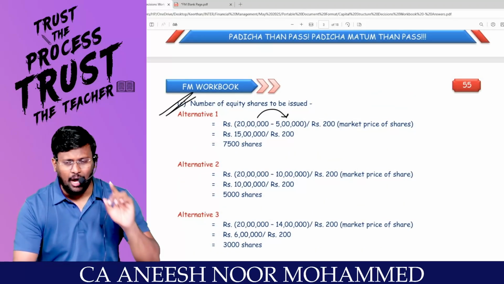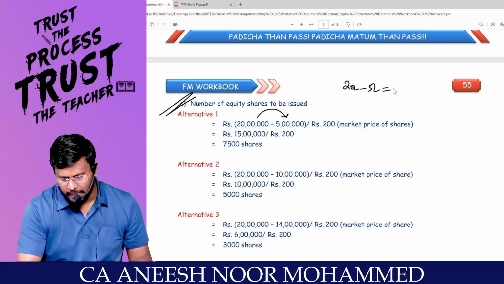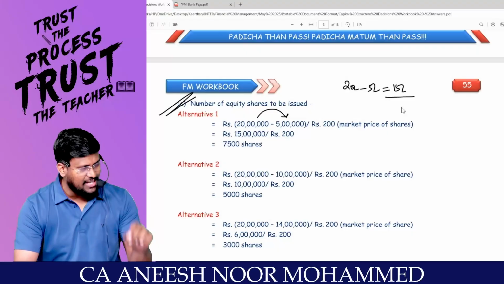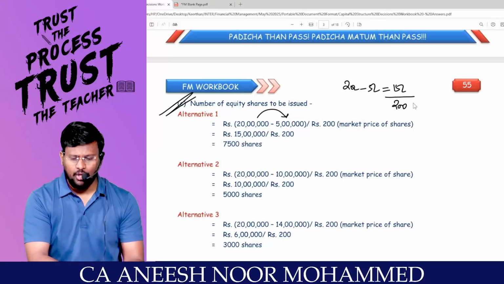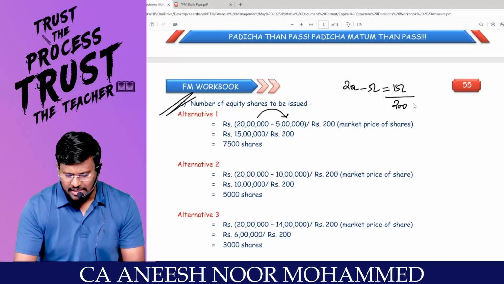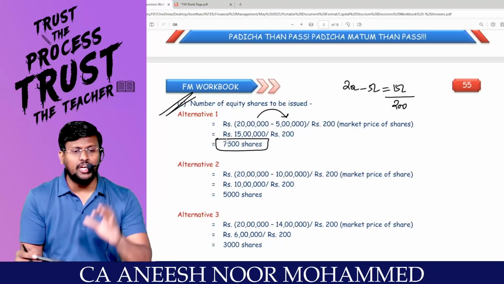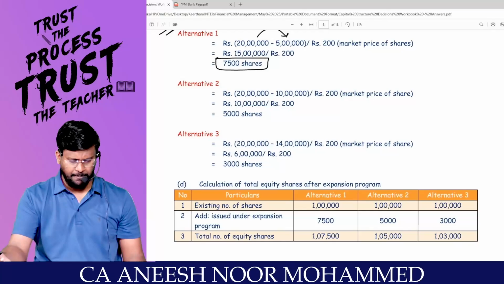Out of that, in alternate number 1, debt is 5 lakhs. 20 lakhs minus 5 lakh, 15 lakhs. So 15 lakhs has to be raised by way of equity, and for every equity share, 200 rupees is the market price. So 15 lakhs divided by 200, 7,500 additional shares I have to issue. Comfortable? Are you really with me?